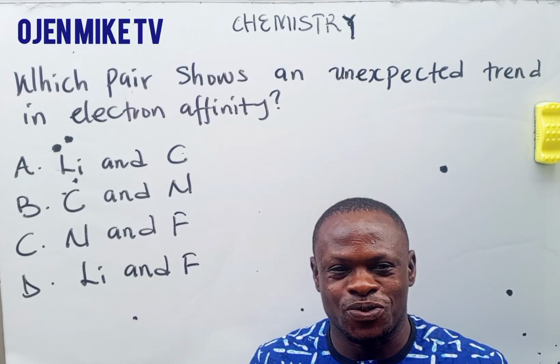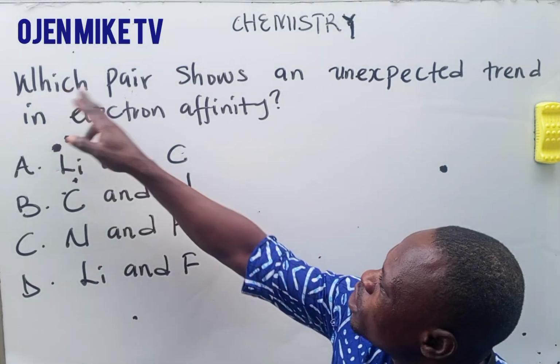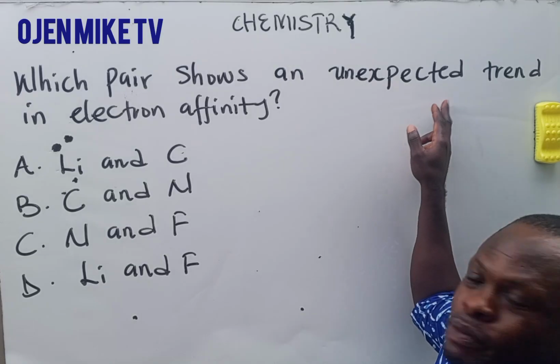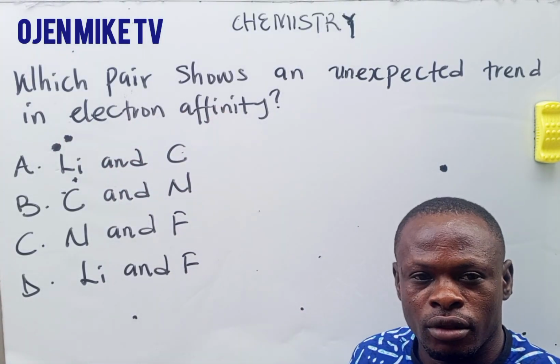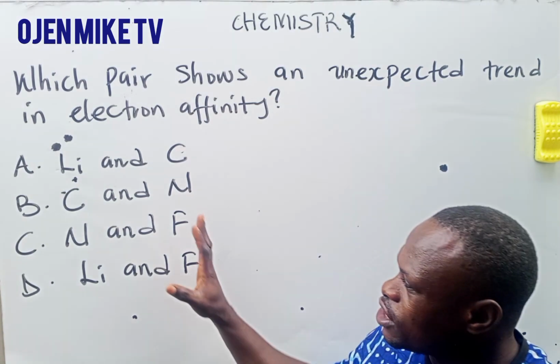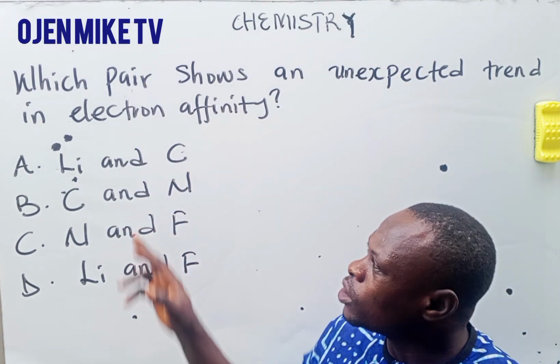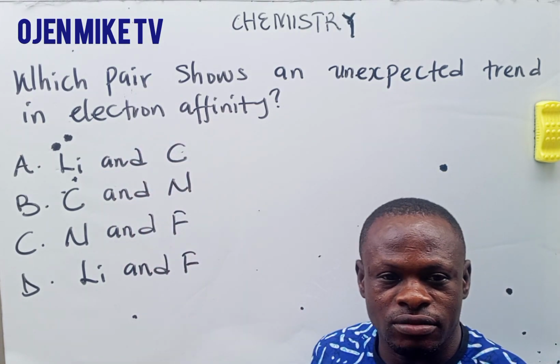Let's take a quick look at this question. This question asks, which pair shows an unexpected trend in electron affinity? Now, before looking at the various options, what do you understand by electron affinity?